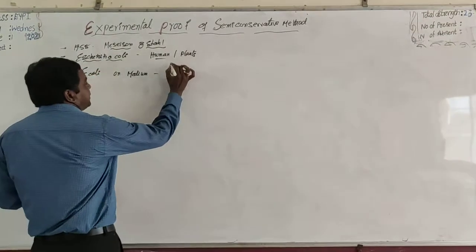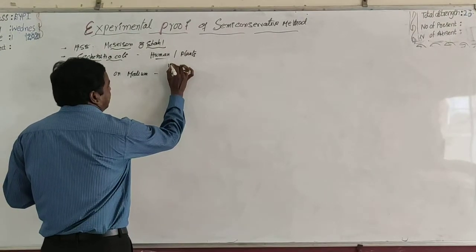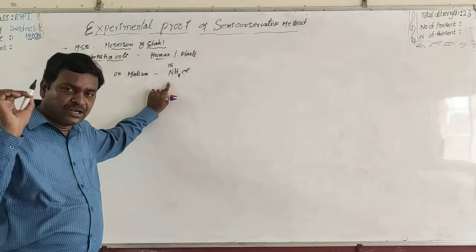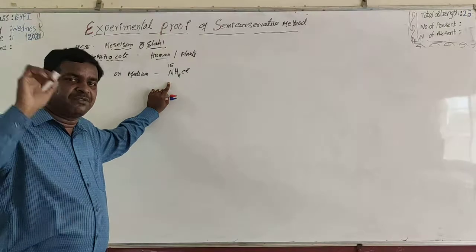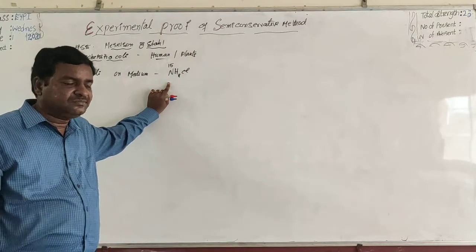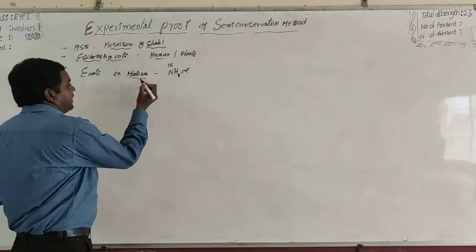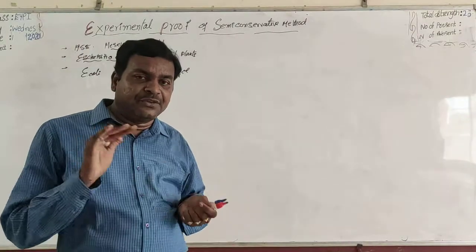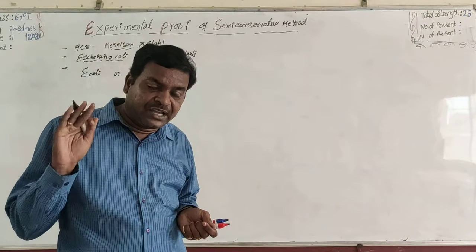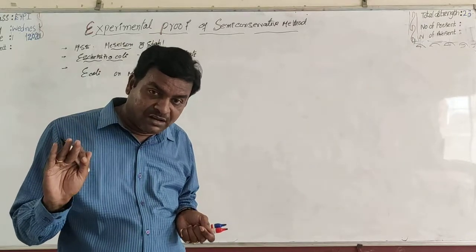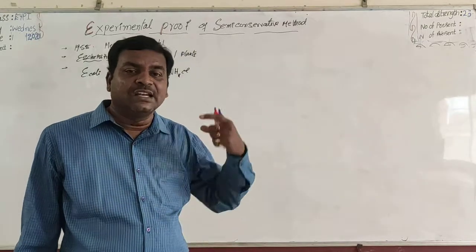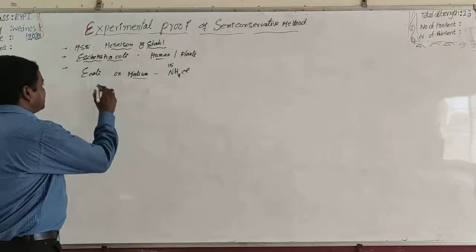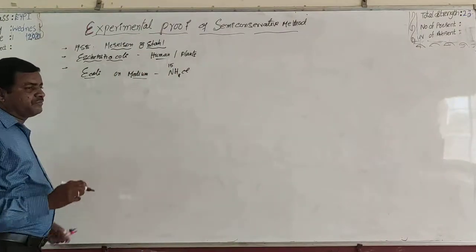In this medium, N15, the heavy isotope of nitrogen, is the only source of nitrogen. So this medium contains ammonium chloride in which the heavy isotope of nitrogen, N15, is the only source of nitrogen. Some of the cells are grown in this medium. Very important.